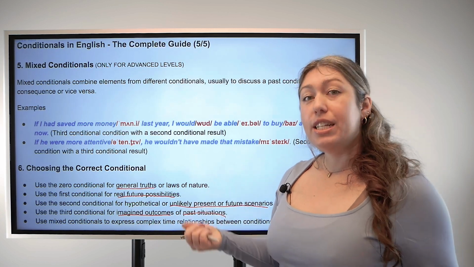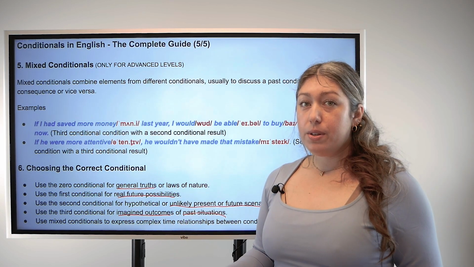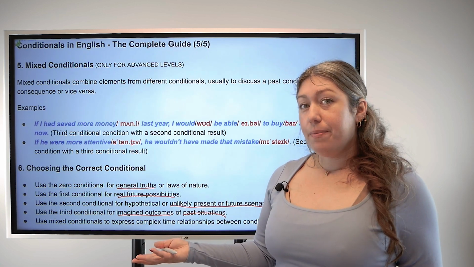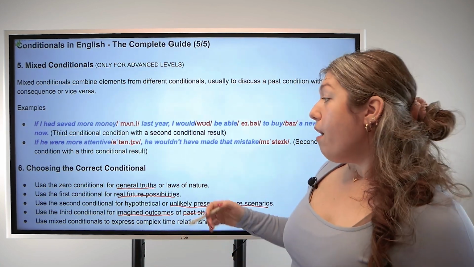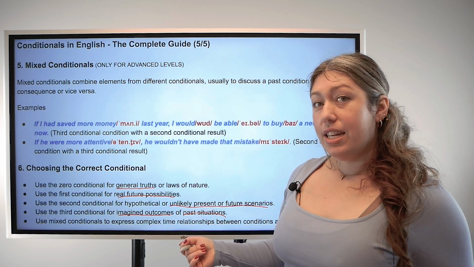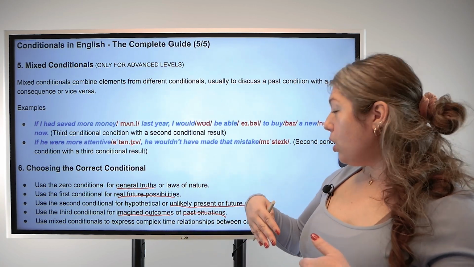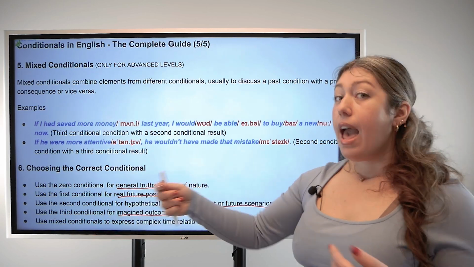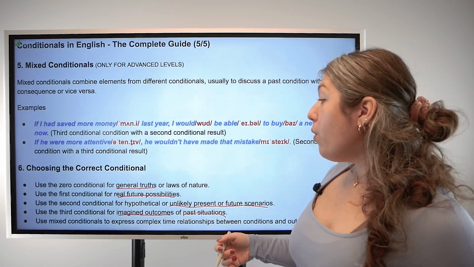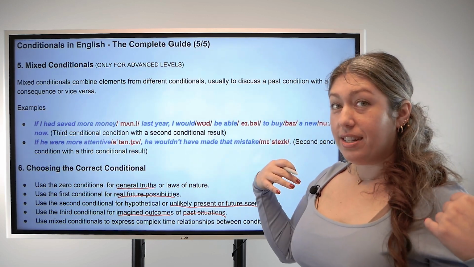So again, zero conditional for facts, universally true scenarios, laws of nature and science. The first conditional for real future possibilities. The second conditional for hypothetical or unlikely present or future scenarios. And the third conditional for imagined outcomes of past situations.